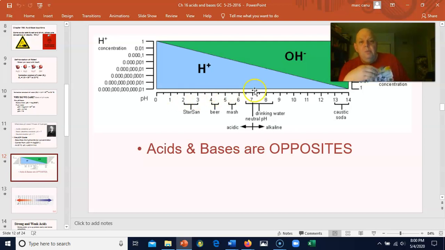Now, what if we go the other way? Well, if we're going the other way, it becomes more basic. And notice that at 7, it's even. Look at the green, look at the blue. They're even. It's fair. Just like between siblings, right?